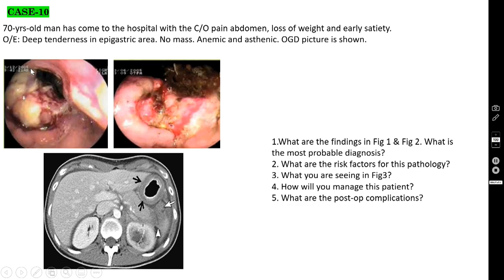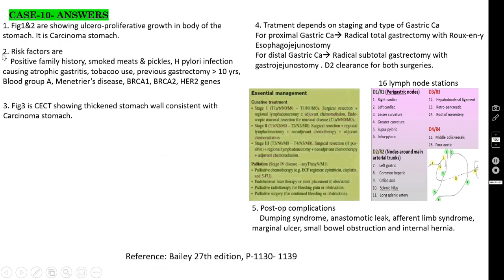You are seeing an ulceroproliferative growth in the antrum. Here also you are seeing a big tumor. So what is the diagnosis? Most probably you have to prove the diagnosis by taking a biopsy, but it is a gastric carcinoma. What are the risk factors for this pathology?